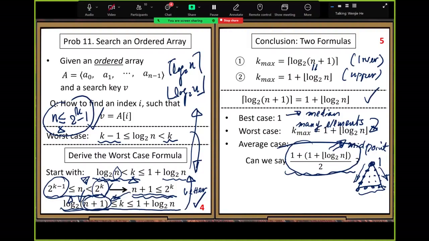Let me check the time before the break. Yeah, a few more minutes.